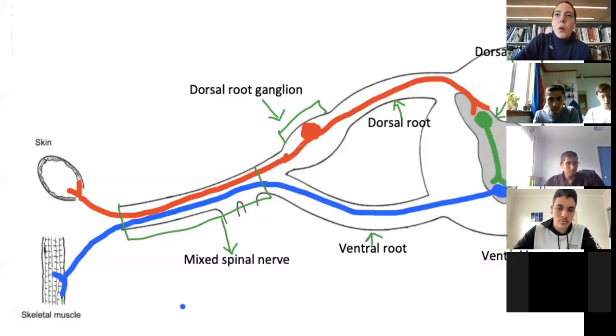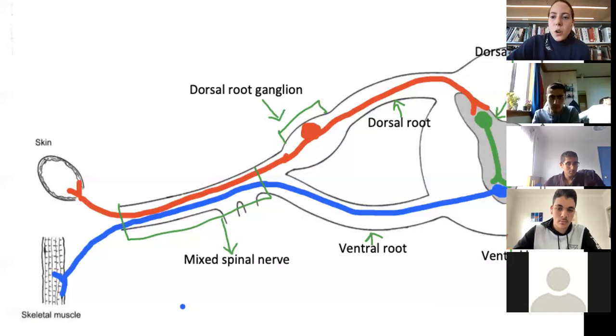Lots of this will make a lot more sense as you work through lectures and things like that, but hopefully this is a good overview. Important to know as well is that the green neuron I put in the middle is called an interneuron. This is if you need something like a reflex.